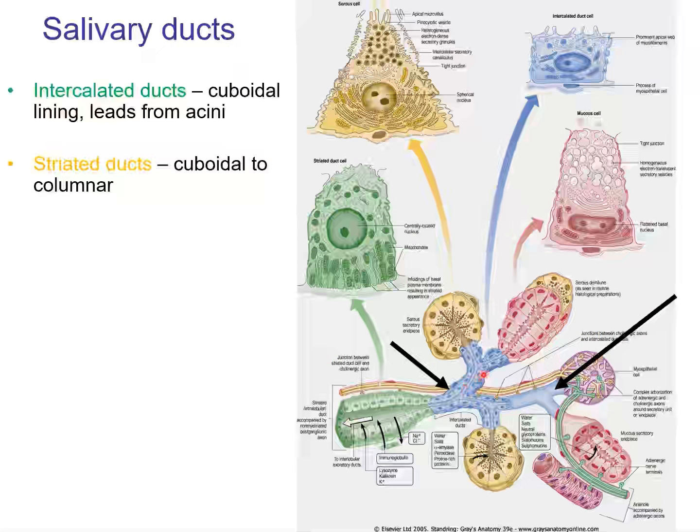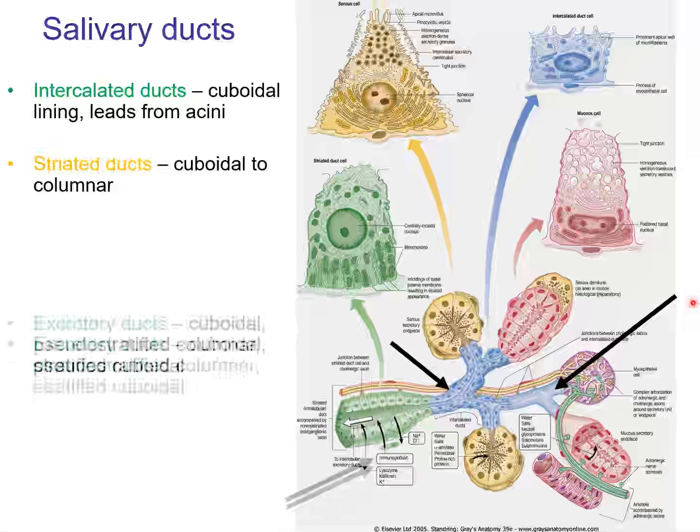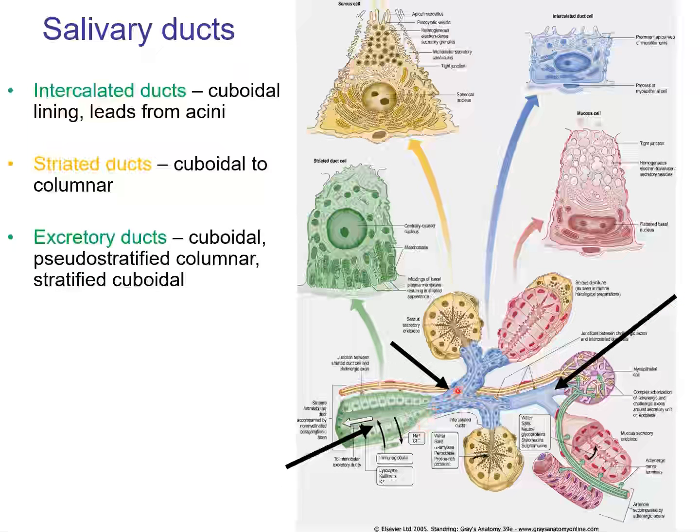The next portion is the striated duct. Intercalated duct drains into the striated duct, which is lined by cuboidal to columnar epithelium. All these striated ducts, they join to form the excretory duct, which is lined by columnar epithelium, even pseudostratified columnar epithelium, which drains into the cavity, either mouth cavity or cavity of any of the visceral organs.